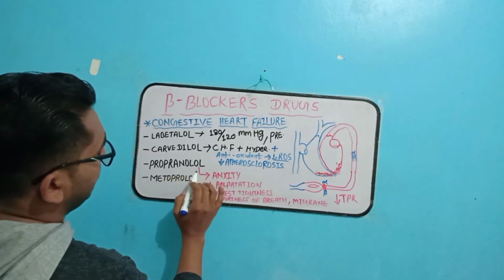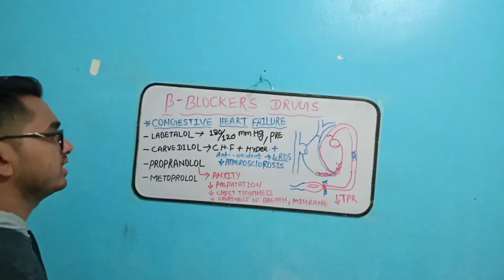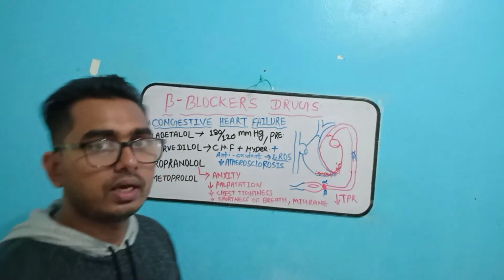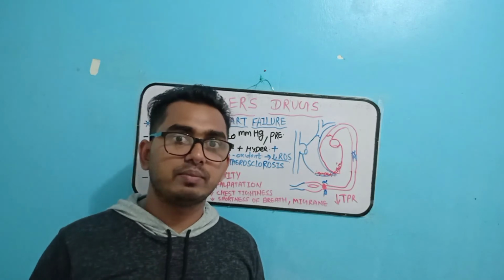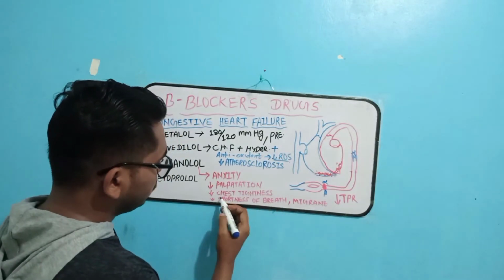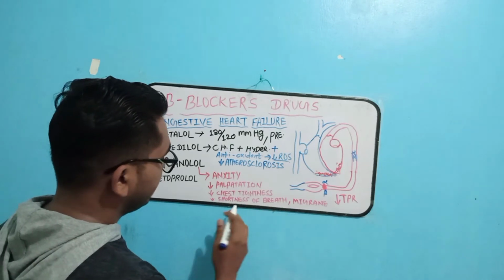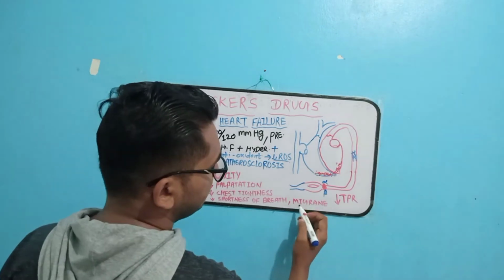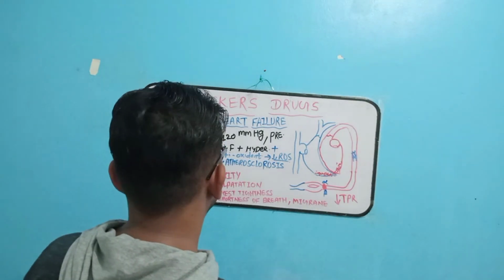And propranolol is used in the anxiety patient, because propranolol reduces the sympathetic system action, so there is a reduction of palpitation. It also reduces chest tightness, and it also reduces shortness of breath, and it is used in the migraine patient.